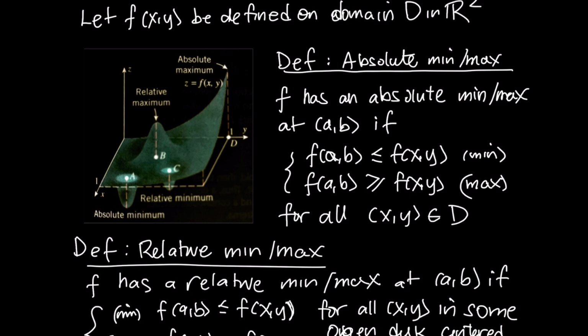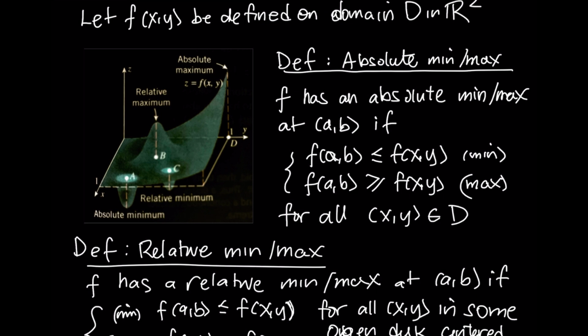So you can see in the picture here at point A, we've got an absolute minimum because the height of that bump is lower or less than the height of the function anywhere else on that domain. At the same time, your function will have an absolute maximum if the value of the function at that point (a, b) is greater than or equal to the value of the function at any other point in the domain D.